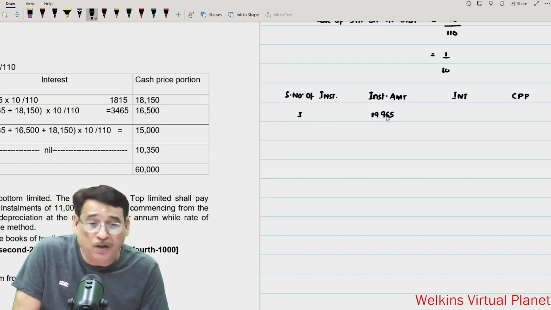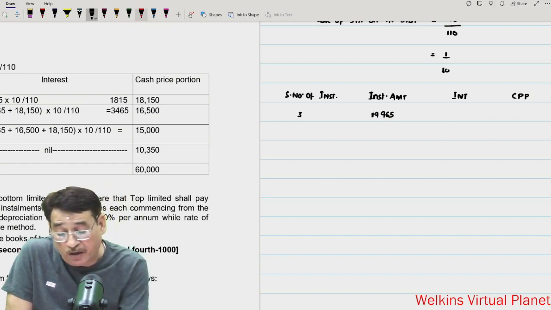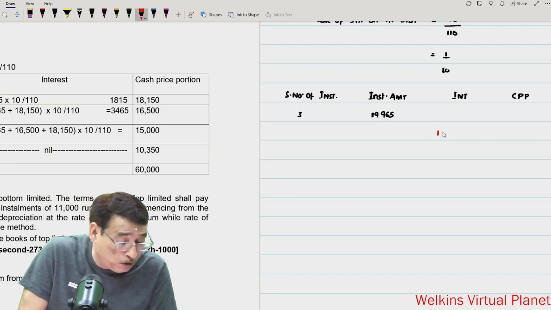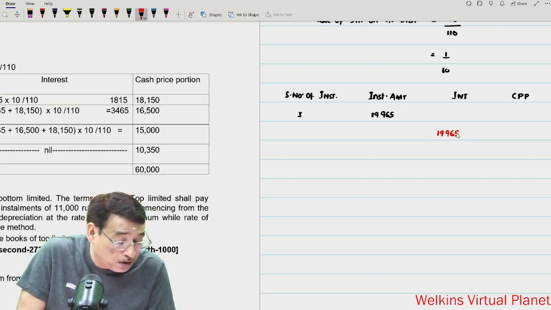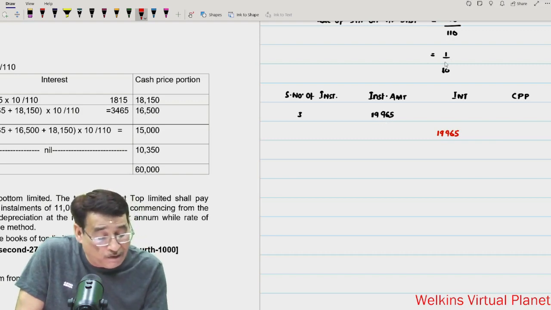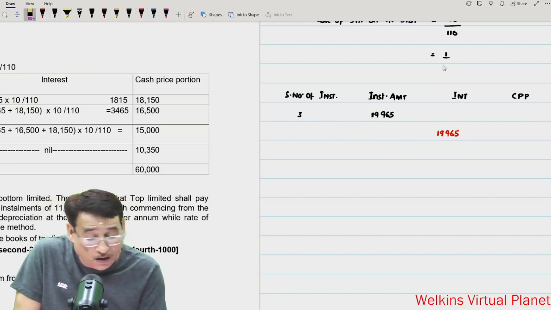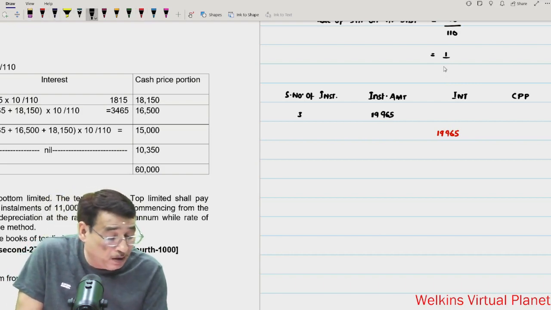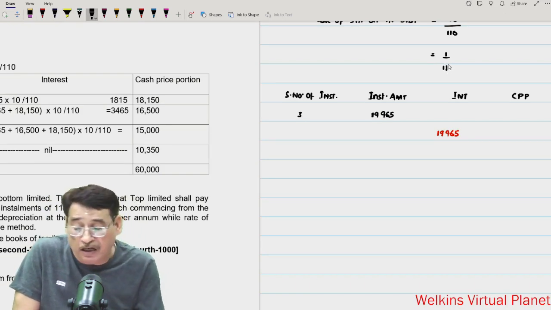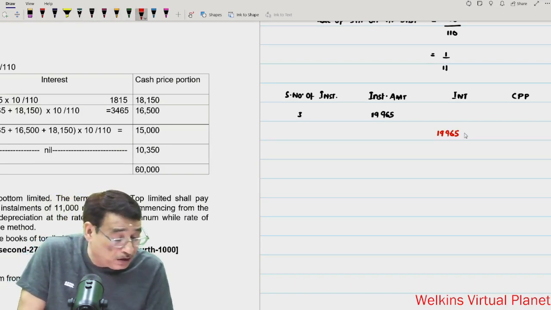Now, what will be the amount of interest included in it? The amount of interest will be equal to 19,965. Because this is hire purchase installment, I will use this rate. That is 1 by 11 in fact. I have written 1 by 10, but this is 1 by 11. 10 by 110 or 1 by 11. So you will have to use this rate.